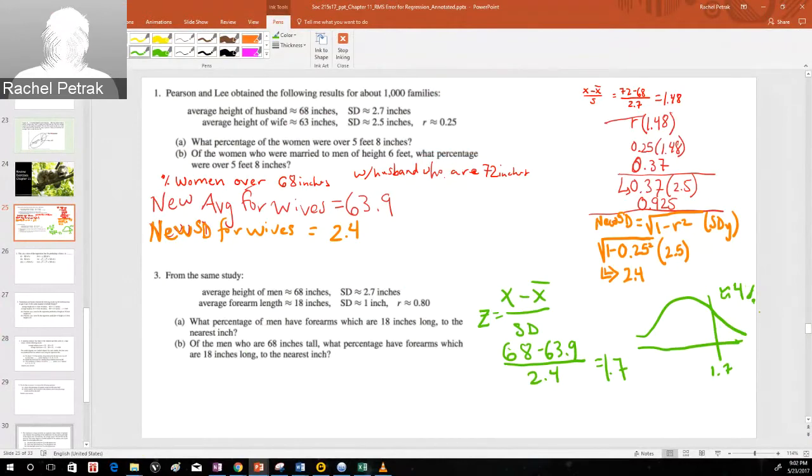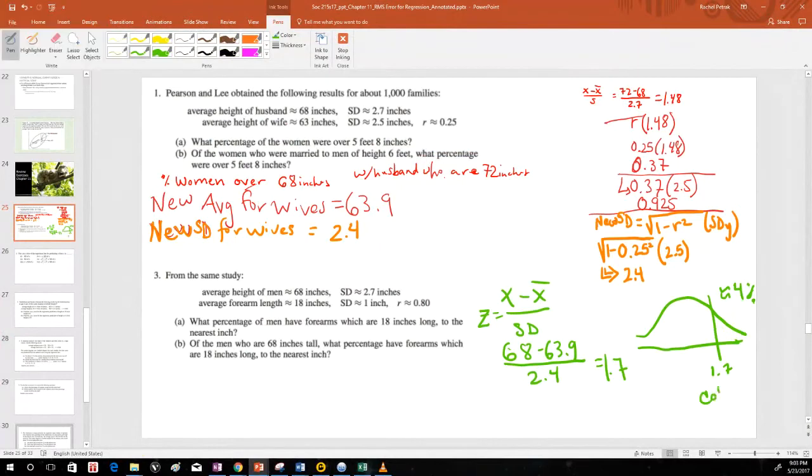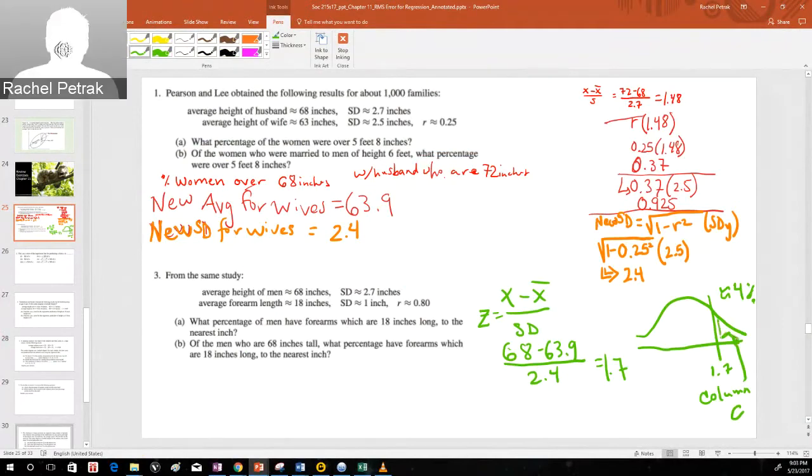And if you are having a little trouble with your z-table, in the table that I discussed in class and posted, which is under the resources section, this would be the column C. That's what this area is. It's column C for a z-score of 1.7. So, do we now feel good about problem 1? We computed the new average, we computed the new standard deviation, we used those to get our more precise prediction.